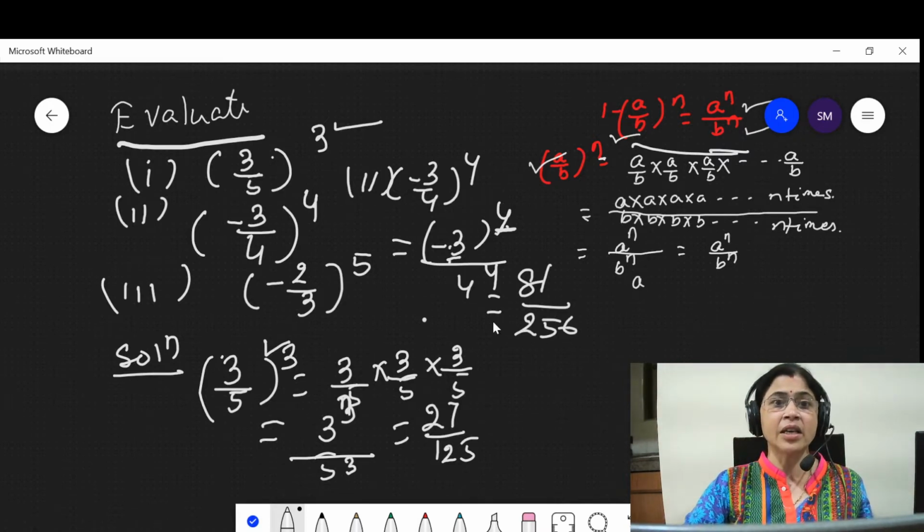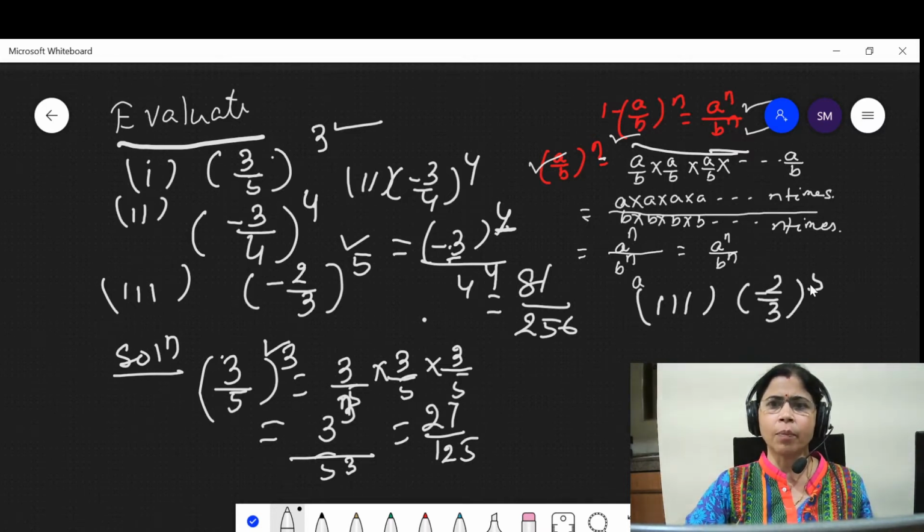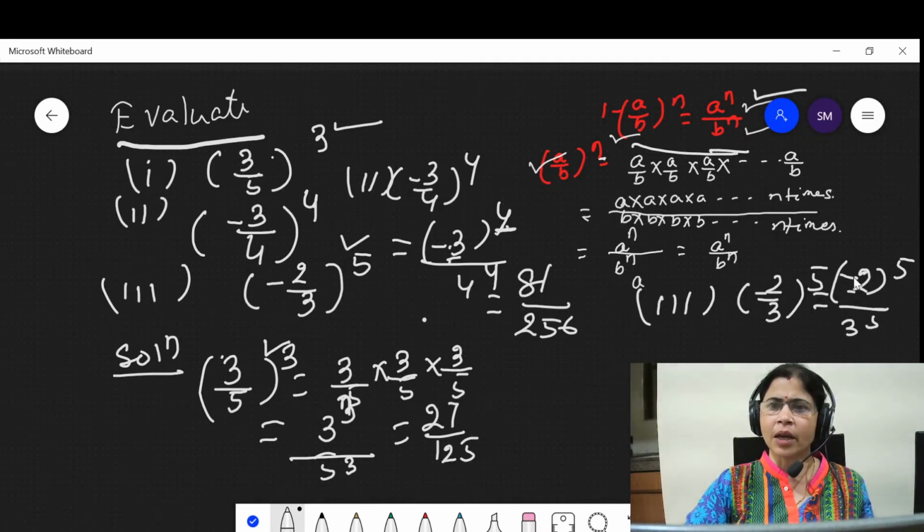But look at question number 3. Here in question number 3, when you find minus 2 upon 3 to the power 5, which is equal to, according to this theory, minus 2 to the power 5 upon 3 to the power 5. Here you have to find the negative integer exponent, and the exponent 5 is an odd number. In this case, we get the value in negative. This is minus 32 upon 3 to the power 5, and 3 to the power 5 is equal to 243. This is minus 32 upon 243.